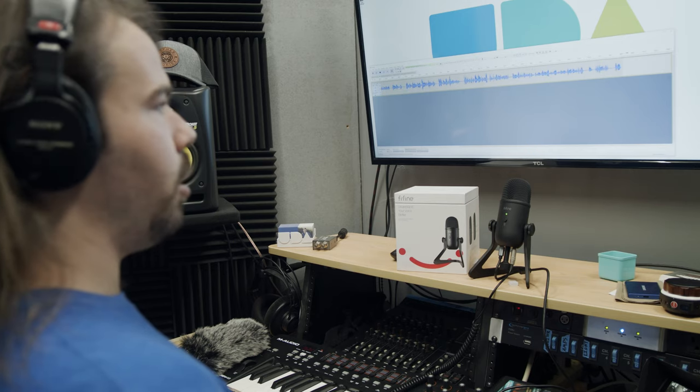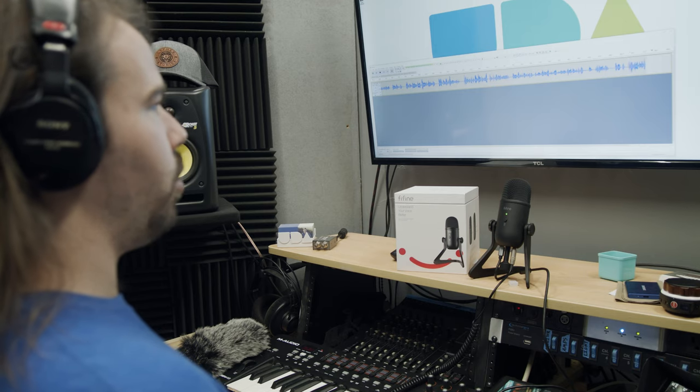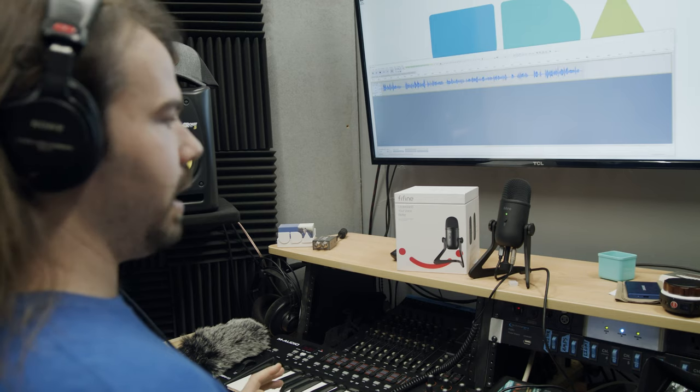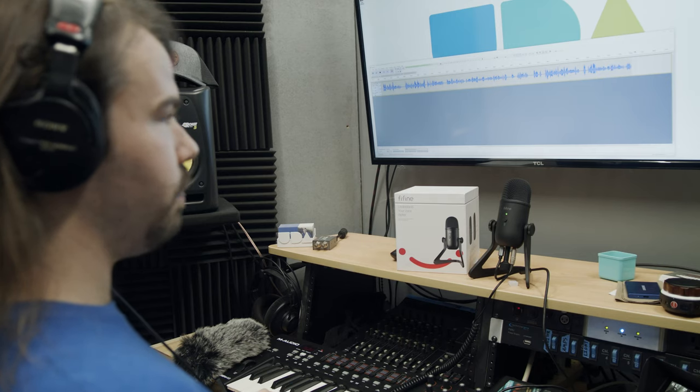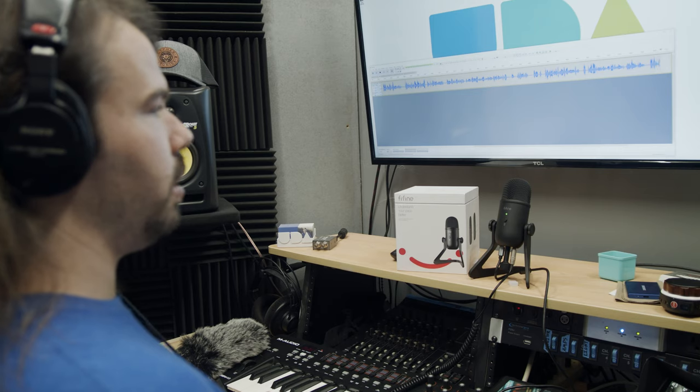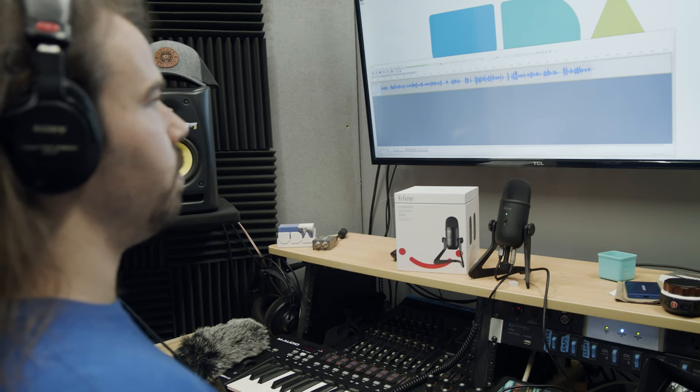And overall, it's sounding okay. I'm definitely hearing a lot more of the room than I would like to, but it's not bad if this is what you're using for video conferencing. It's totally fine in this configuration. However, I'd like to bring it in closer and see if the sound quality improves.